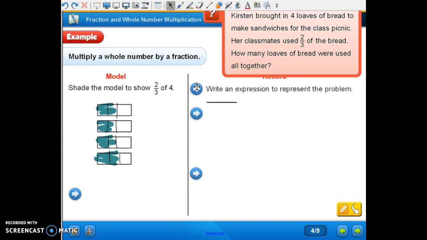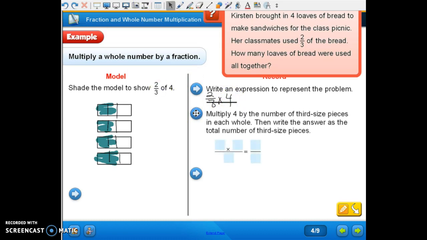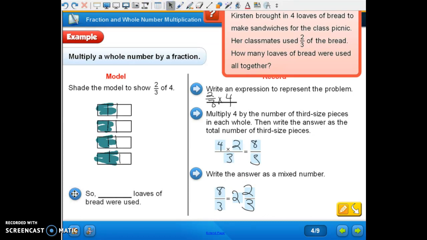And write an expression. So 2/3 of 4. Multiply 4 by the number of thirds. So 4 times 2/3 is 8/3. Write the answer as a mixed number. 8/3. 3 goes into 8 twice with 2/3 left over. So 2 and 2/3 of the loaves of bread were used.